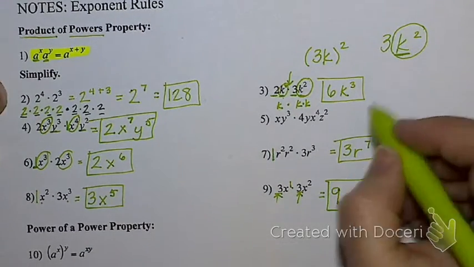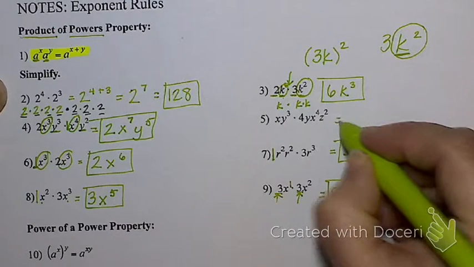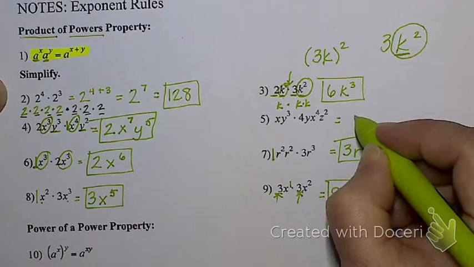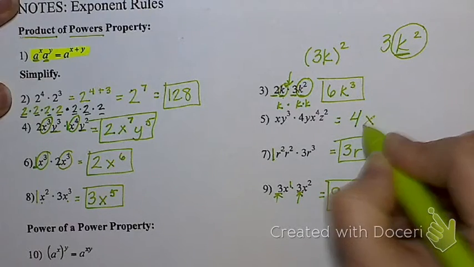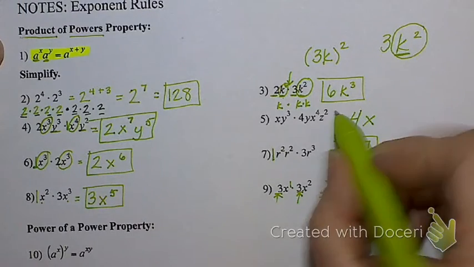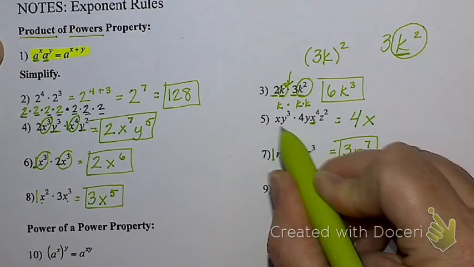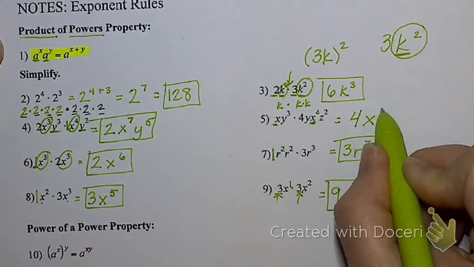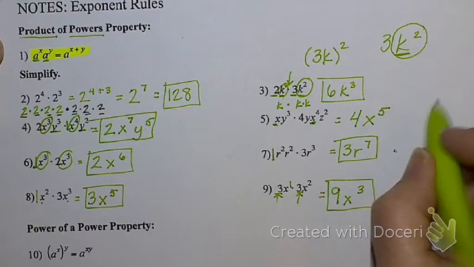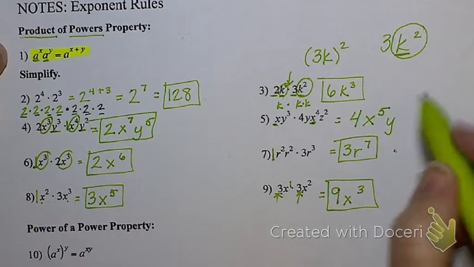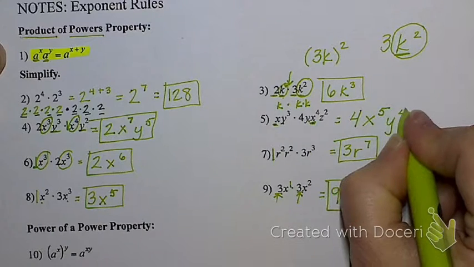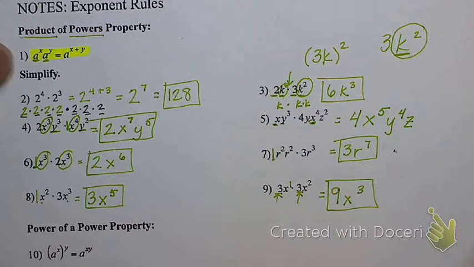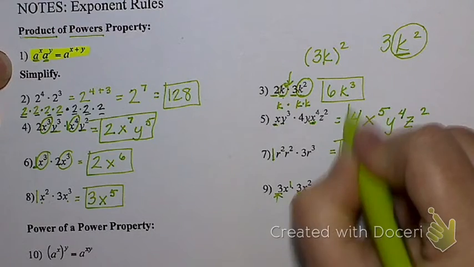All right, what's my answer in number 5? 4 what? Let's go alphabetical. X to the what? There's 4 x's here, and there's 1 more there, so that means x to the 5th. How many y's are there? 1, 2, 3, 4. And z's? 2. So that's what my answer looks like.